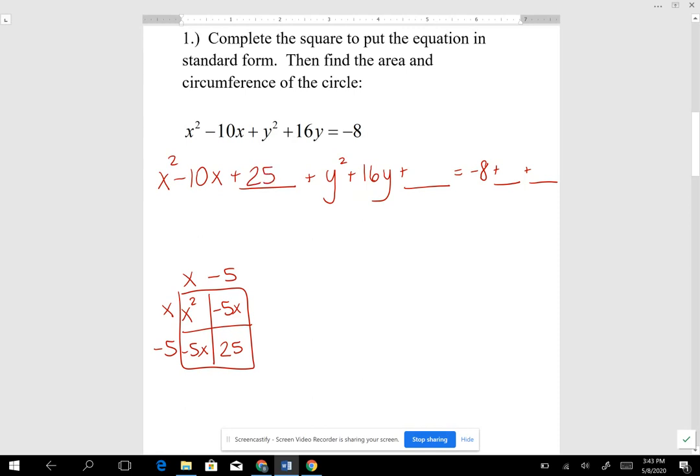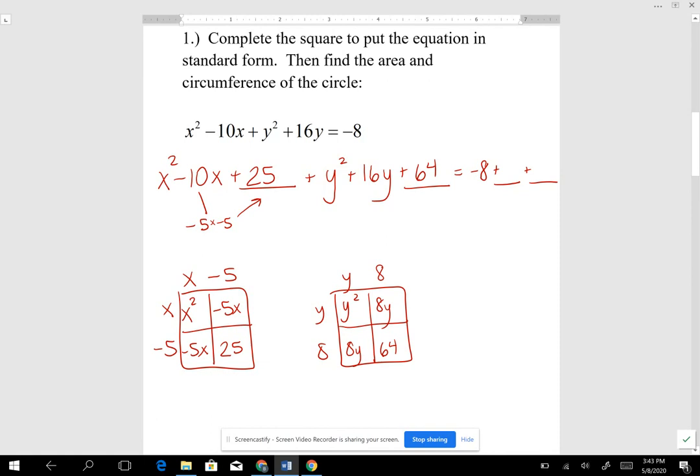If you're not somebody who likes a visual as much, you could just take half of this middle term, half of the coefficient of x, -5, and square it, multiply it by itself. And that gives you what you fill in the blank with. Let's try the same thing for y squared plus 16y plus blank. We need to split the 16 into 2 pieces. So that's going to be 8 and 8. So we get y squared, we get 8y and 8y. That's where the 16y comes from. And then 8 times 8 is 64. So that's what we fill in the blank with.